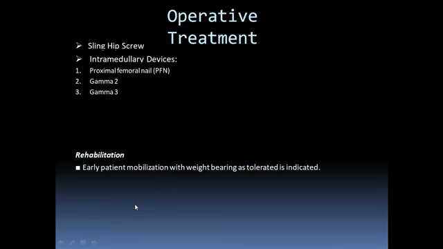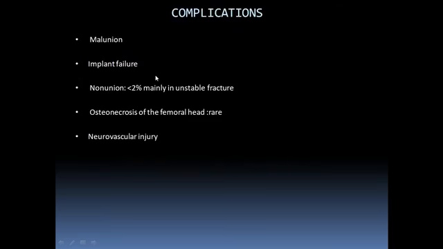But treatment of choice is operative treatment in intertrochanteric fractures. We commonly use the sliding hip screw, that means dynamic hip screw. Nowadays, we are also doing the intramedullary devices called proximal femoral nail. And complications of IT fractures are malunion, implant failure, non-union, osteonecrosis of the femoral head, but it is rare.